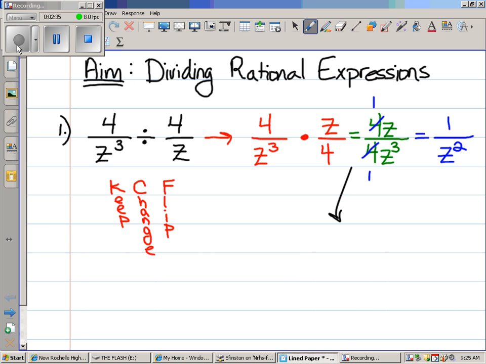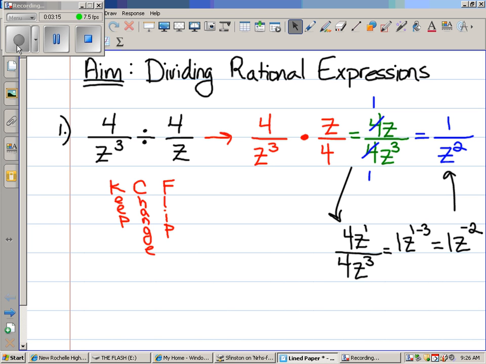Let's talk about reducing this by rules of exponents. Suppose you have 4z over 4z cubed. The 4's cancel, you get 1. Z to the first minus 3 is 1z to the negative 2, and that is the same thing as this. It's cool if you want to do it that way. These simple ones where there's nothing to factor, I always do keep, change, flip, and then top times top, bottom times bottom. Let's get to factoring.